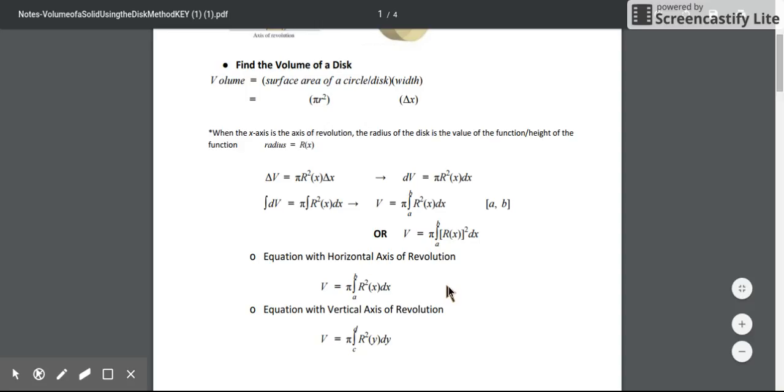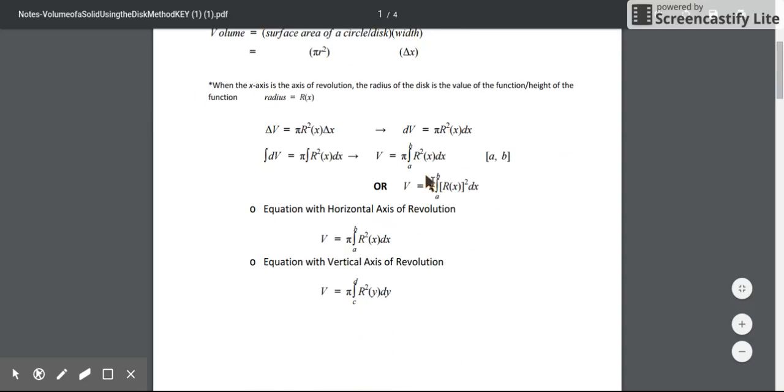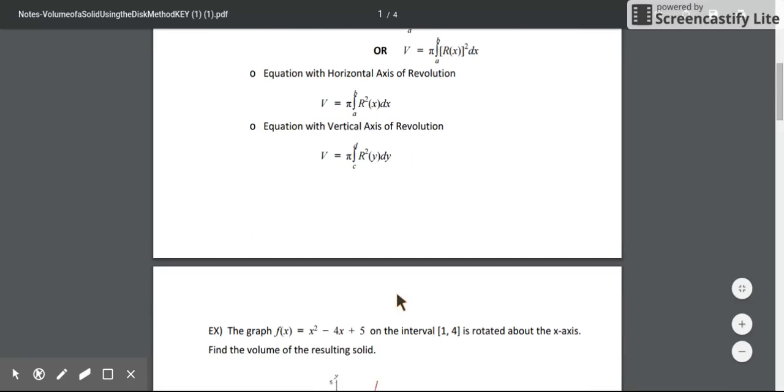So we can find the volume of our solid by rotating it around the x-axis, and we would do all of our math in terms of x. But if we were to rotate it around the y-axis and use horizontal rectangles, it would be almost the exact same thing except in terms of y. So we'll do a little bit of both.